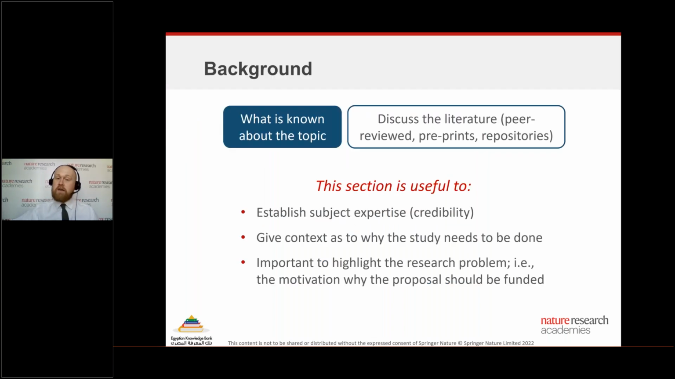So as I said, in order to highlight the importance of your study, we need to be sure that we provide suitable background information and that we highlight what is known about the topic. So we need to discuss the literature. We want to discuss peer-reviewed papers, but also work in preprints or repositories. This section provides the context for your study, but actually it's also an opportunity for you to establish your expertise, to establish your credibility that you are knowledgeable within your field. Okay. So after we've provided that suitable context, it's now an opportunity for us to highlight the research problem. What is your motivation for doing the study?